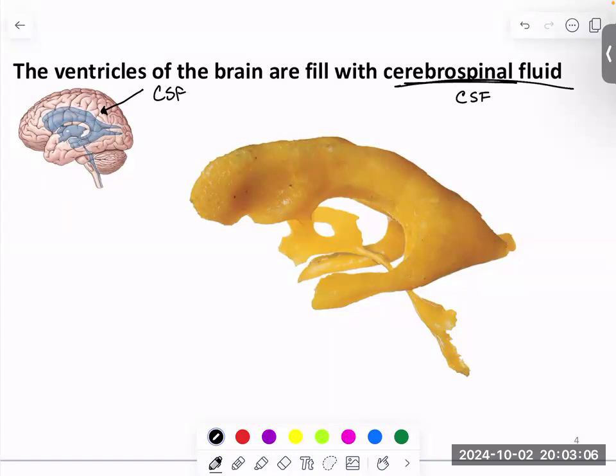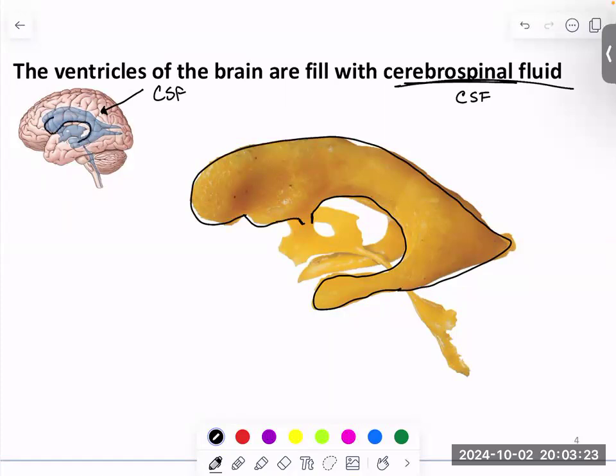We're going to start with the largest part. Starting right there, all of this that I'm outlining is the largest ventricle. There are two of them. I've outlined that region right there. There is a right and a left one of these. This is called the lateral ventricle. There's one on the right, one on the left. The lateral ventricle is responsible for supplying cerebrospinal fluid to the cerebrum.